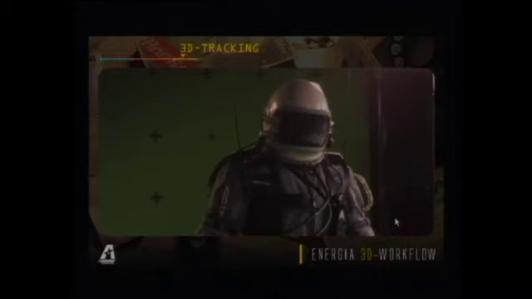After editing, there is the important thing of 3D tracking. Basically, 3D tracking means that when you move or pan or dolly the camera, you must copy that movement to the 3D virtual camera.